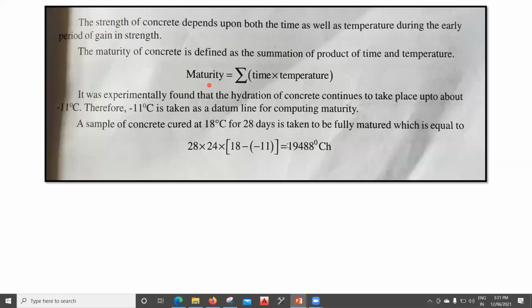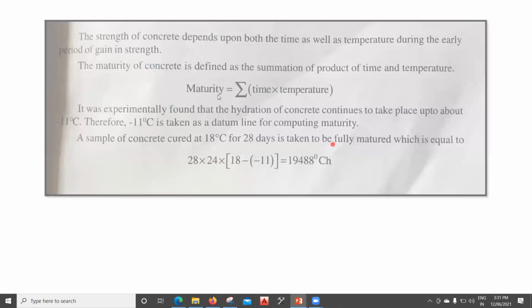Actually, by calculation, we are getting 19,488. But since the temperature can go to minus 10 to minus 12 degrees Celsius, and we have taken minus 11, there might be slight variation here and there. So to be on the safer side, this is the value that they have taken.